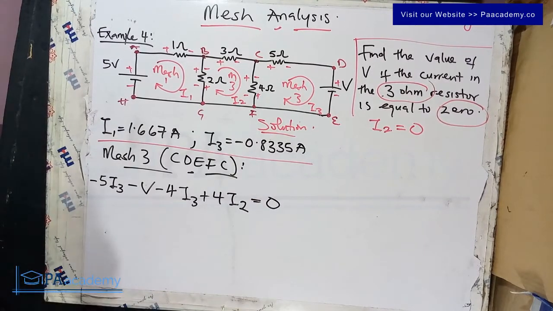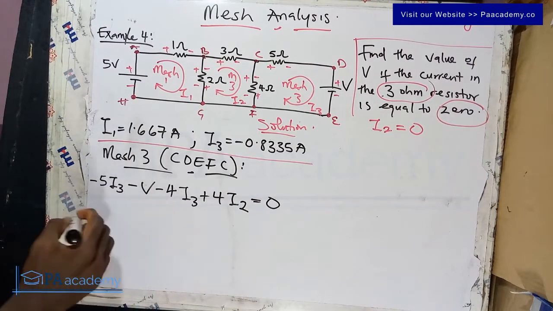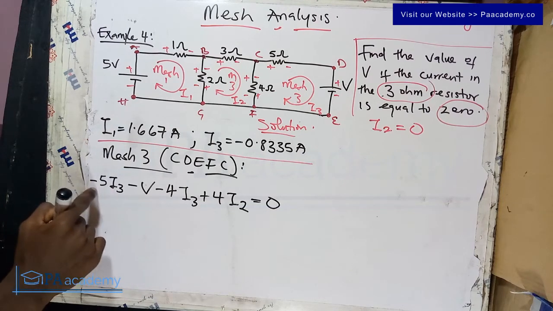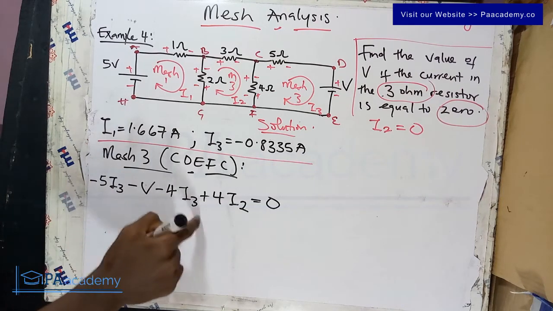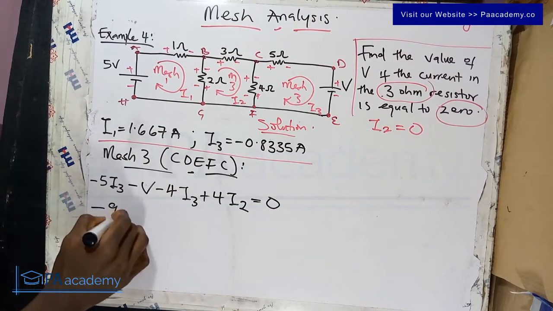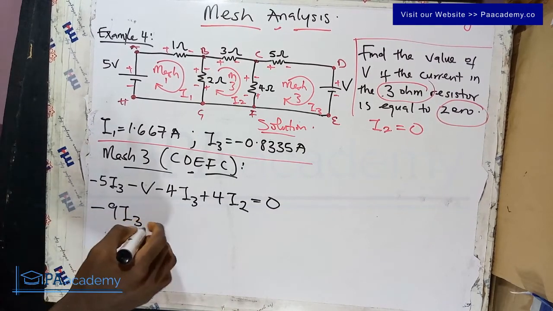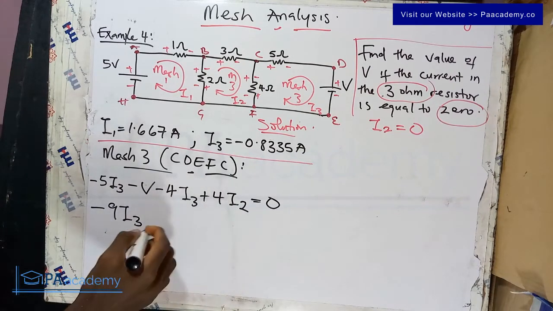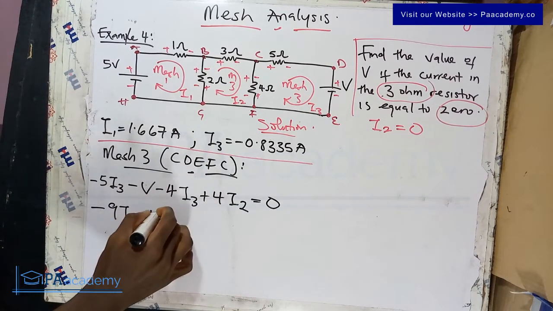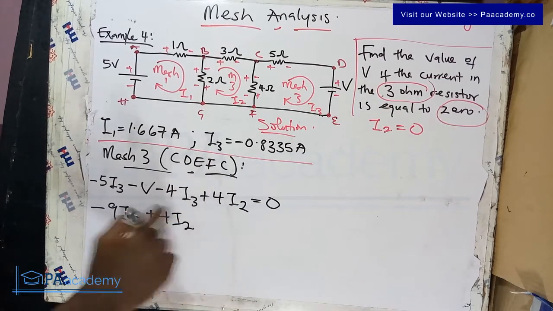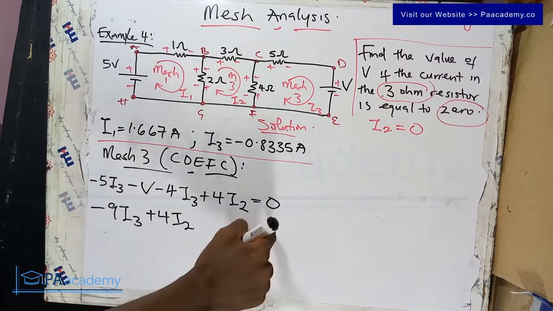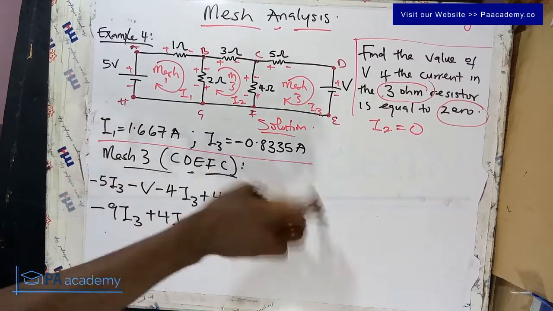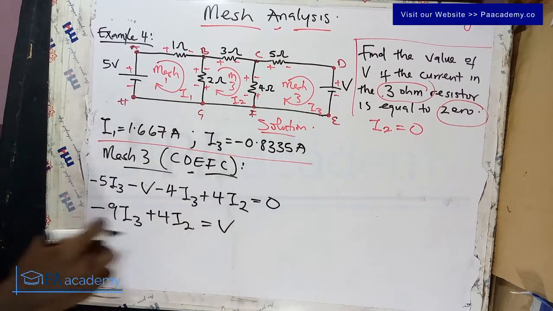So now let's simplify this. That is going to give us minus 5I3 and then minus 4I3. That's going to give us minus 9I3. And then we also have plus 4I2. Now this minus V, we can take to the other side of the equals sign, so that it becomes V. By the time it goes to the other side, it becomes positive. So now let's simplify this.